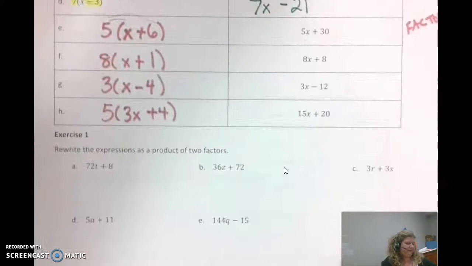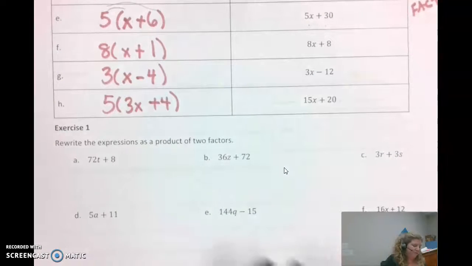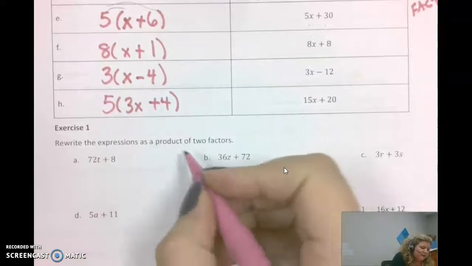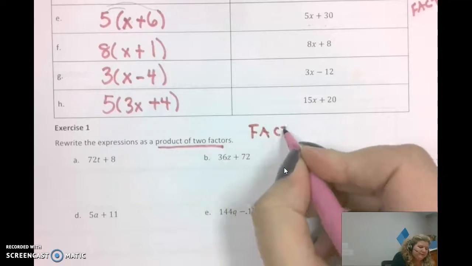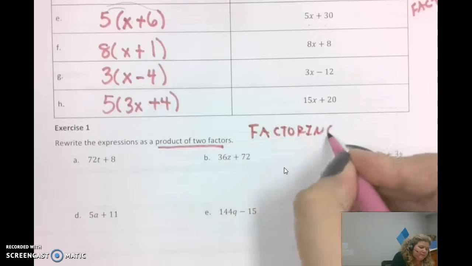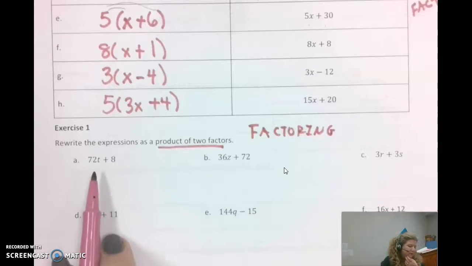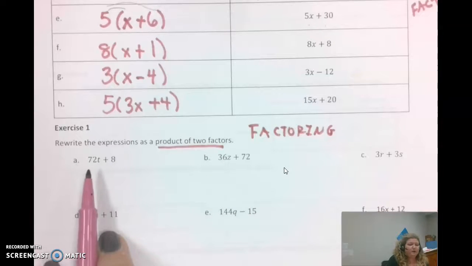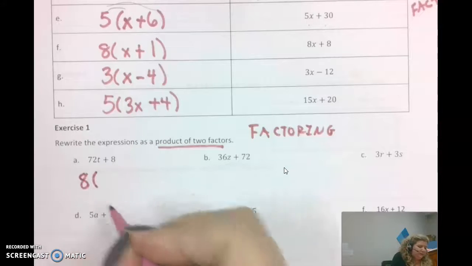For the second section, we're going to do the same process where we are rewriting the expression as a product of 2 factors, also known as factoring. Okay, so I'm asking myself the question, what factor do 72 and 8 have in common? And that would be 8.